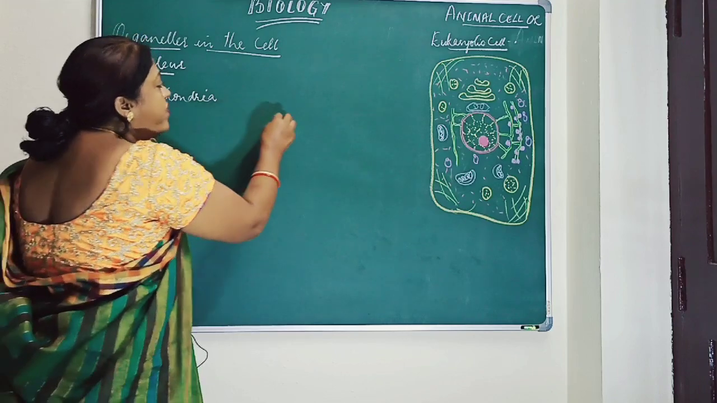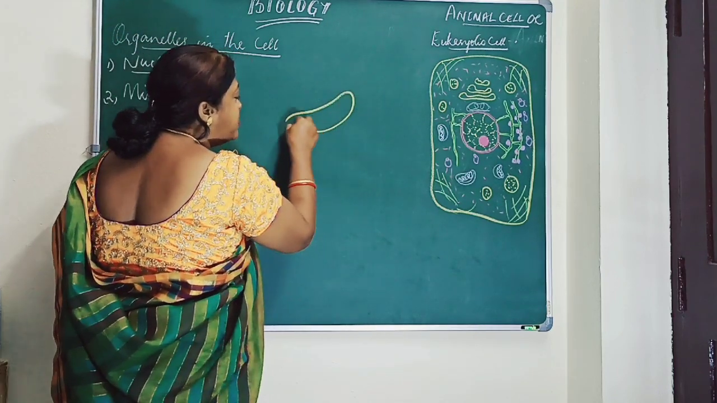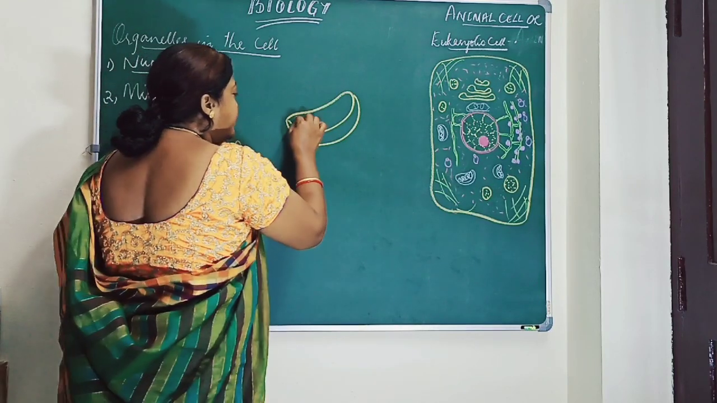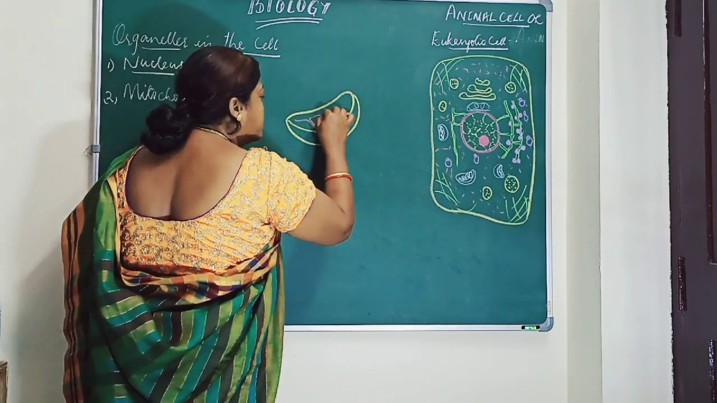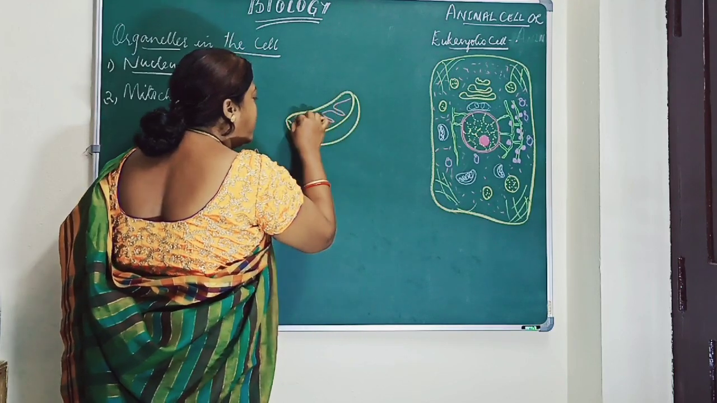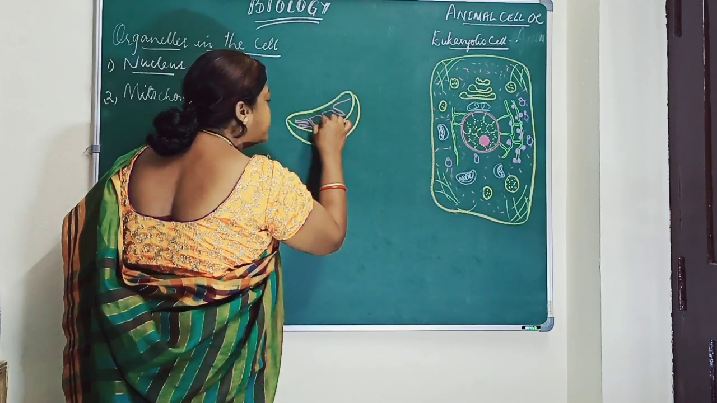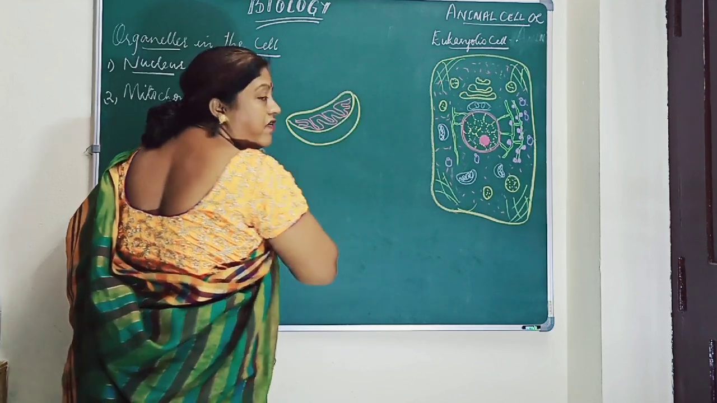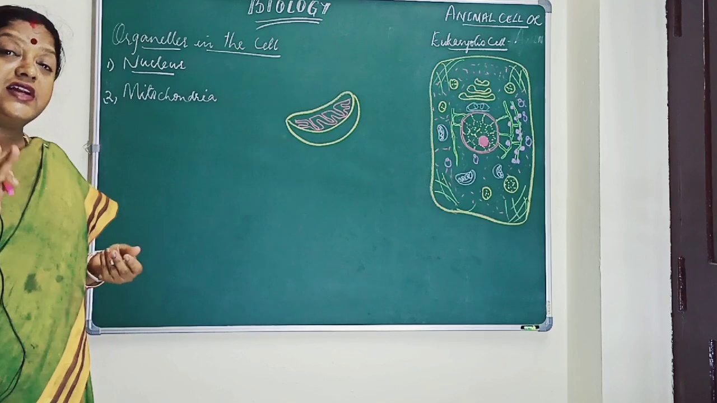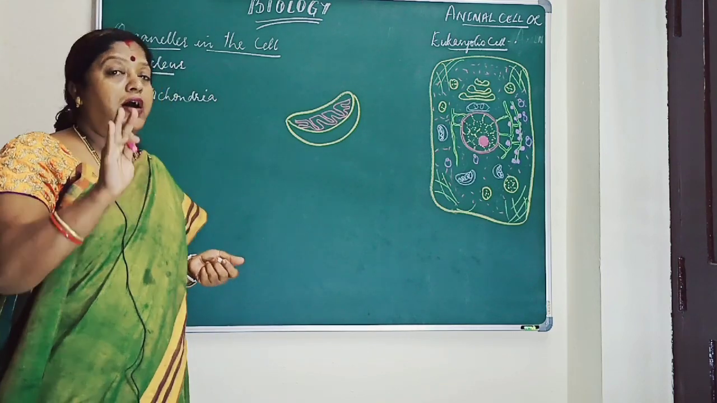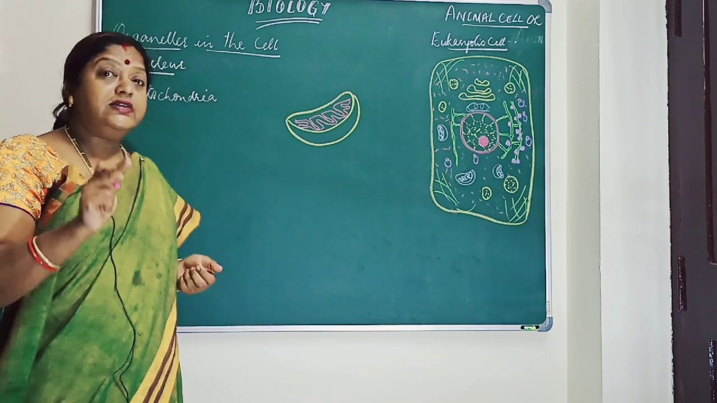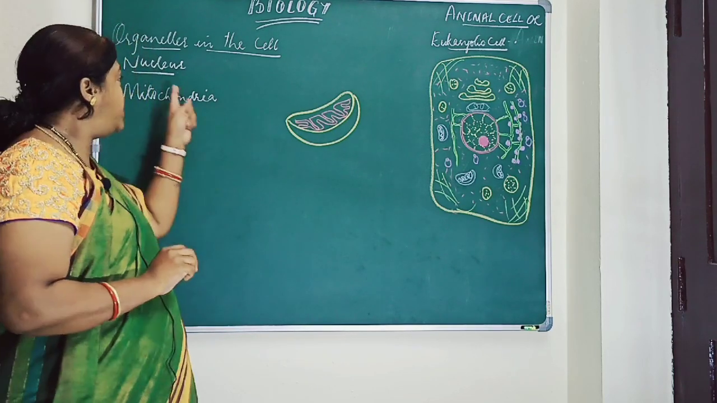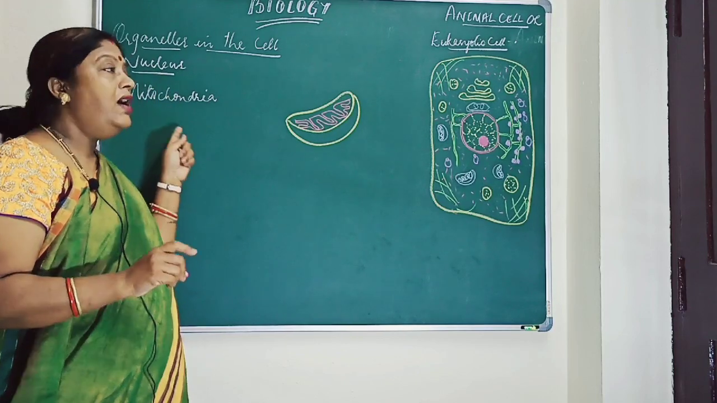First we will be learning the structure of the mitochondria, and then the function of the mitochondria. Like this we will be learning about the structure and function of all the organelles. We have learned that the cell is the structural and functional unit of life. Now we will learn the structure and function of each and every organelle. We have finished the nucleus, now mitochondria.